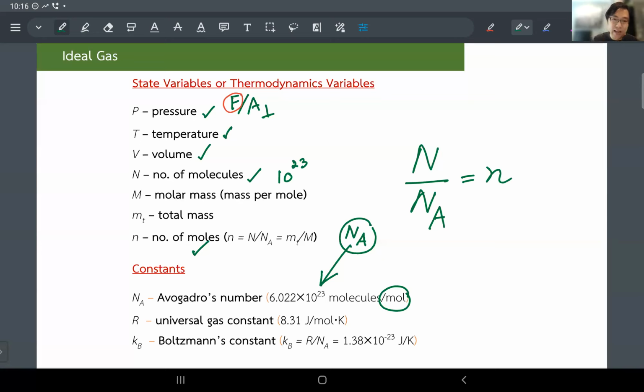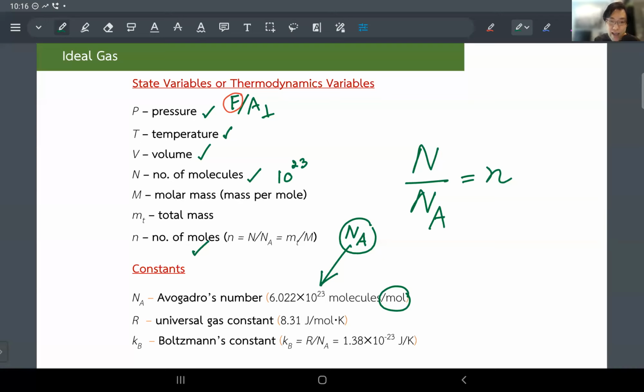Same thing over here. If you have 6.02 times 10 to the 23rd molecules, you call this 1 mole. So that is just a conversion factor. That's all. But the number is just not 12, it's a big, huge number. All right. Sounds good? Okay.